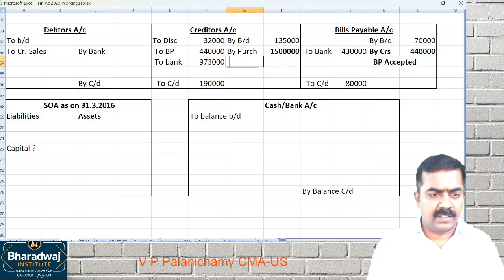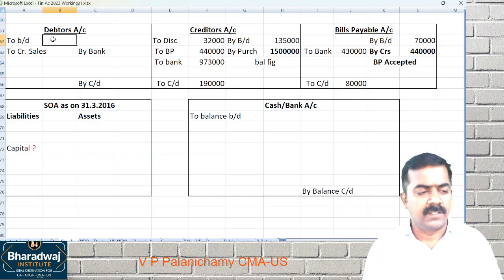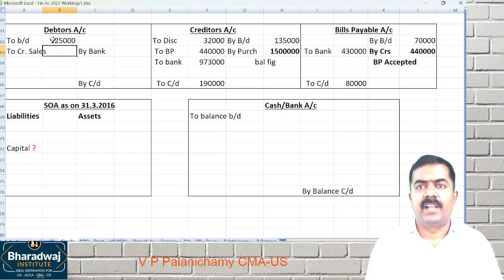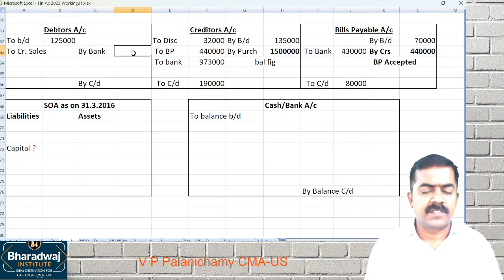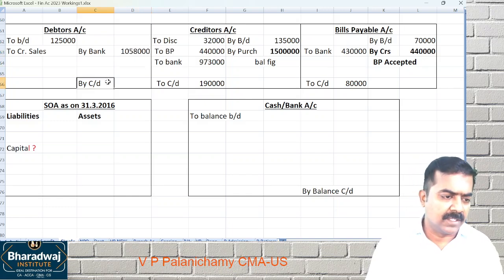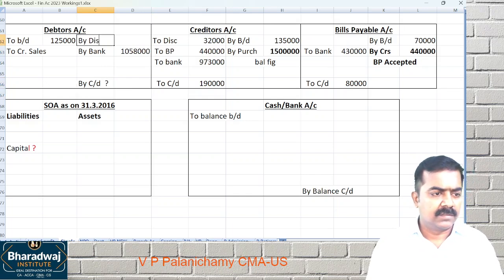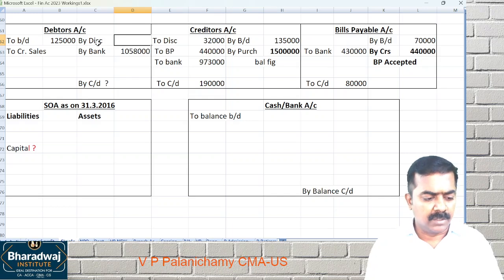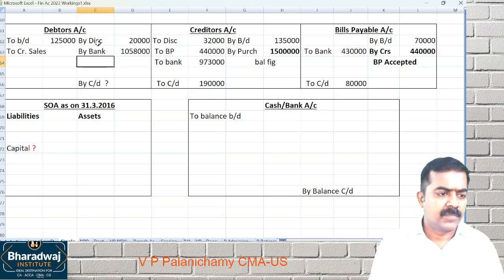Balancing figure we get. Then debtors account, what is the opening balance? Credit sales available? No. Collections 50. Closing balance is not given. Okay. How much discount allowed has been given? 20,000 rupees. Any bad debts? No. Any sales returns? No.